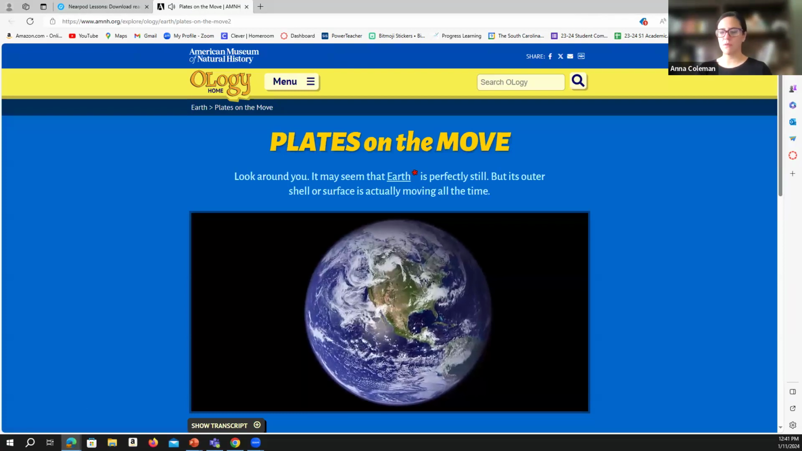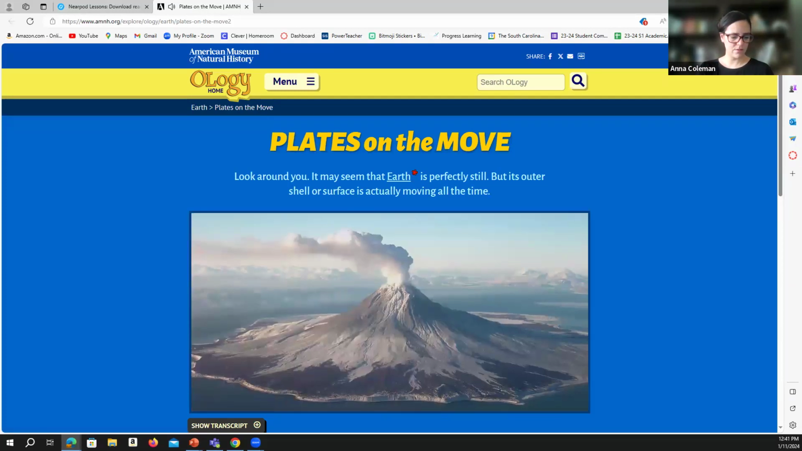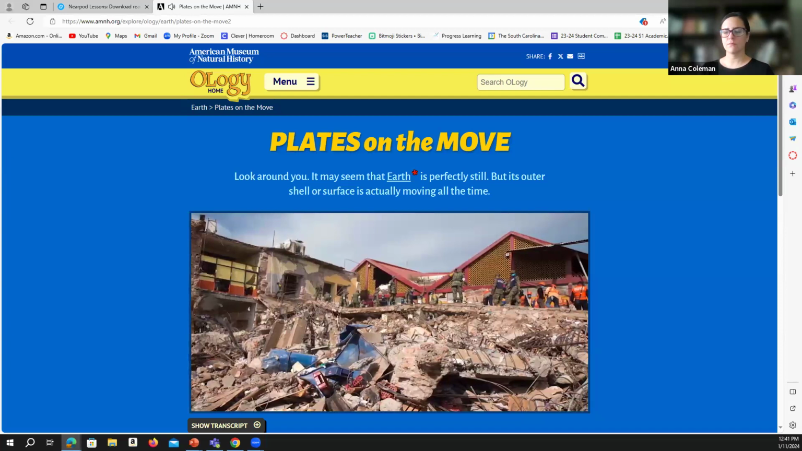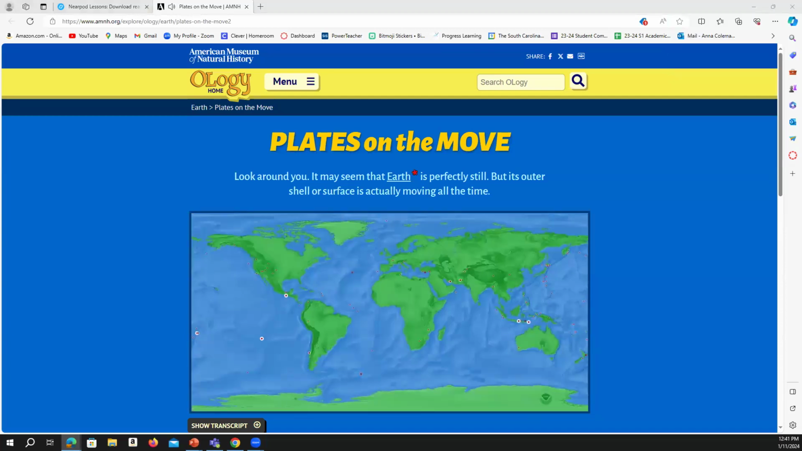Around the world, mountains form, volcanoes erupt, and earthquakes shake. Why? The red dots popping up on the screen are recent earthquakes. When you see only a few, they may seem like they're all over the place. But over time, you will start to see a pattern.